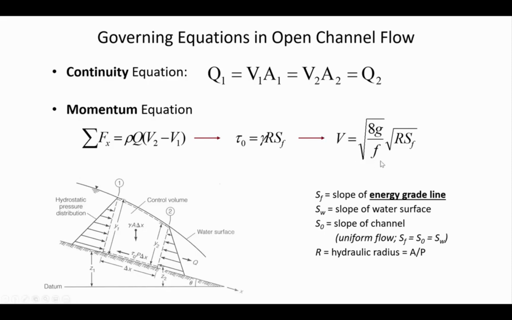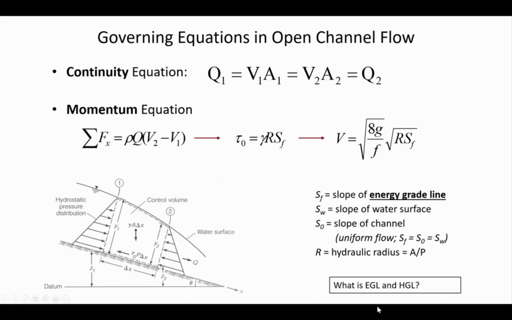still applies in open channel flow as well. It's just that it's not common for us to apply the Darcy-Weisbach equation in open channel flows. We don't usually calculate f values for open channel flow. Instead, we use a different equation for flow resistance. We use the Manning equation. But continuity and momentum are the big ones.